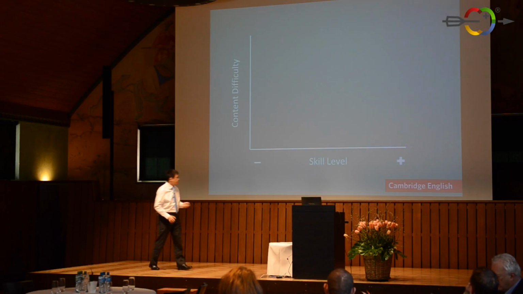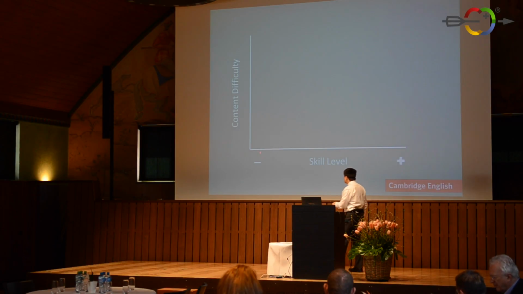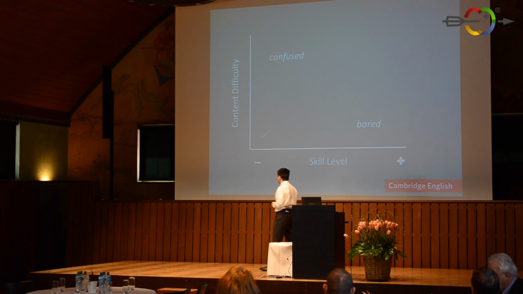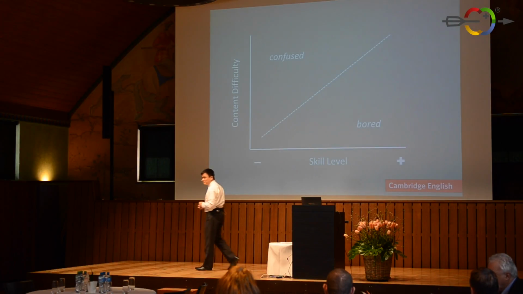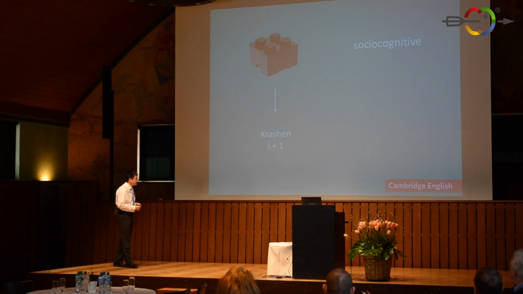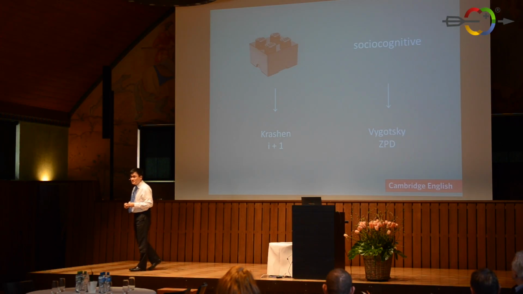We also all know this, that, you know, if someone's skill level is here and here's content difficulty. If you teach someone who's very weak and give them very difficult content, what's going to happen? They're going to get confused, right? And over here, if they're very good and you give them very easy content, they're going to get bored. And therefore, what we need to do in the classroom, we know, is something here in the middle. Okay? This is very familiar to all of us. Okay? In fact, some of us have heard this called Krashen's I+1. Some of us might have heard this as Vygotsky's zone of proximal development.